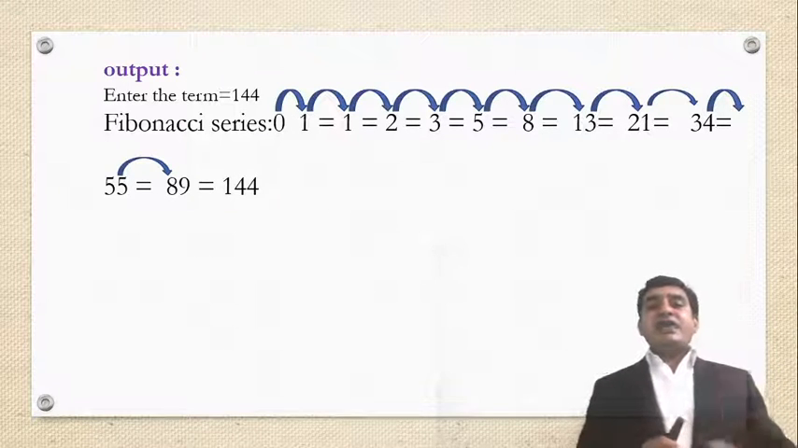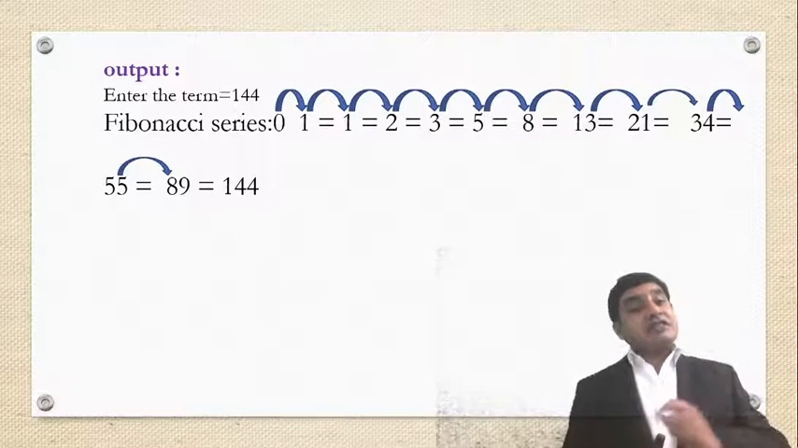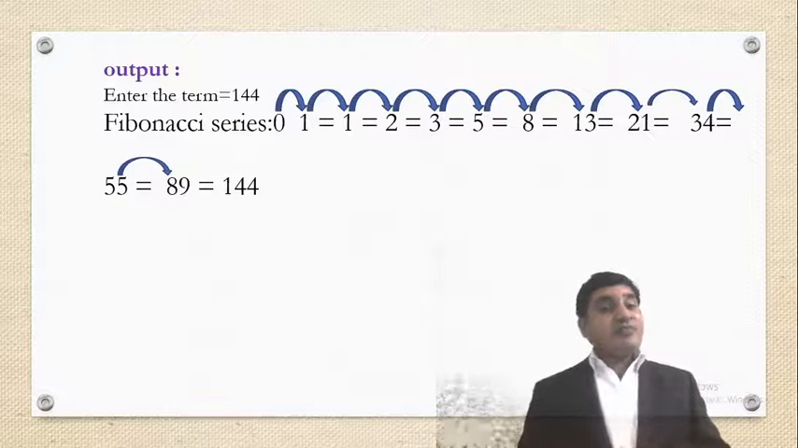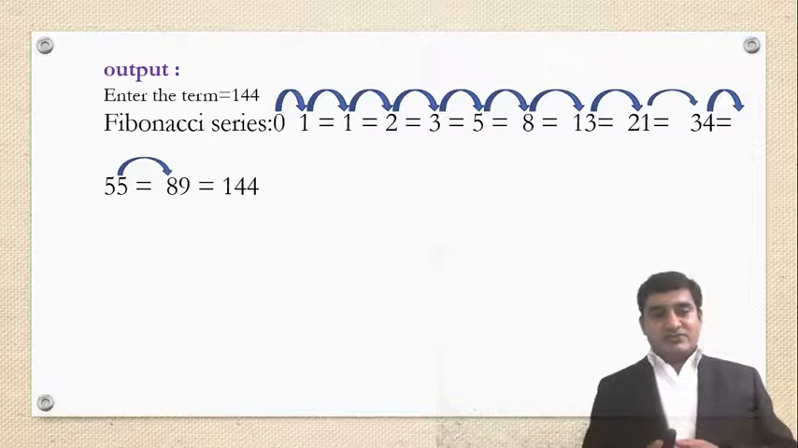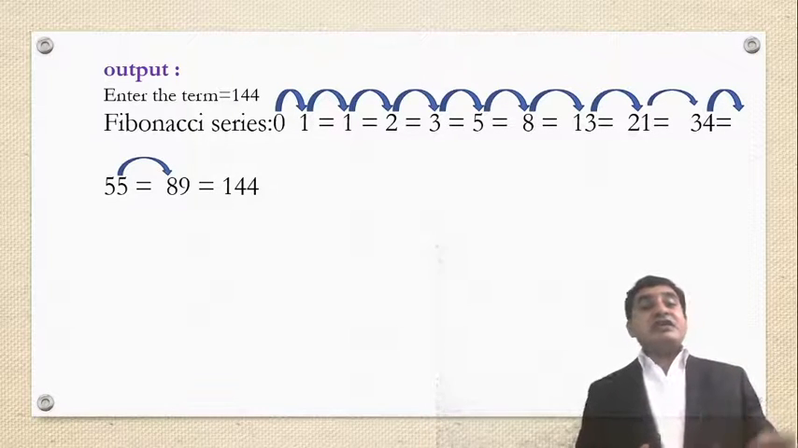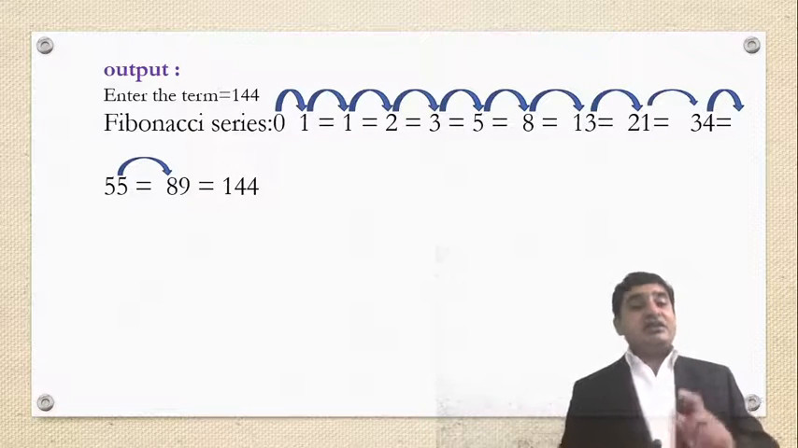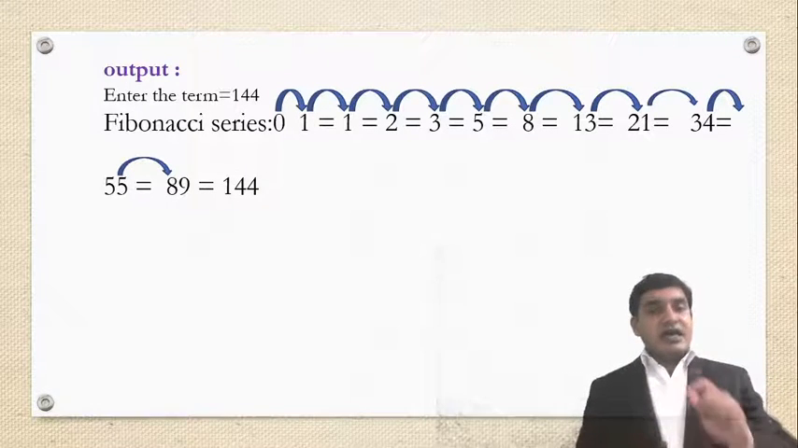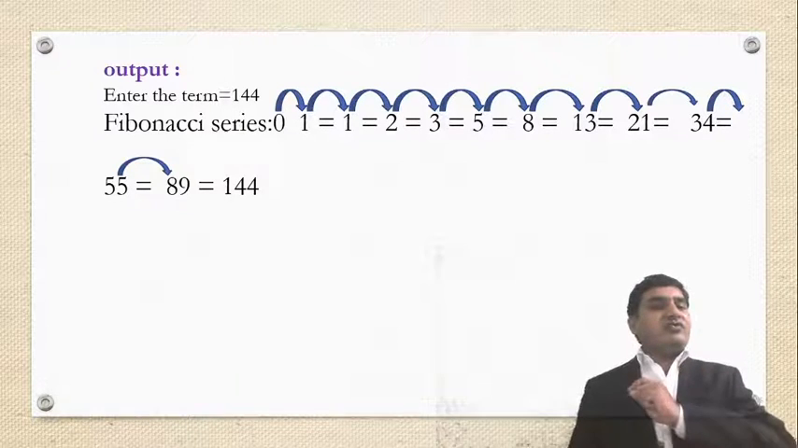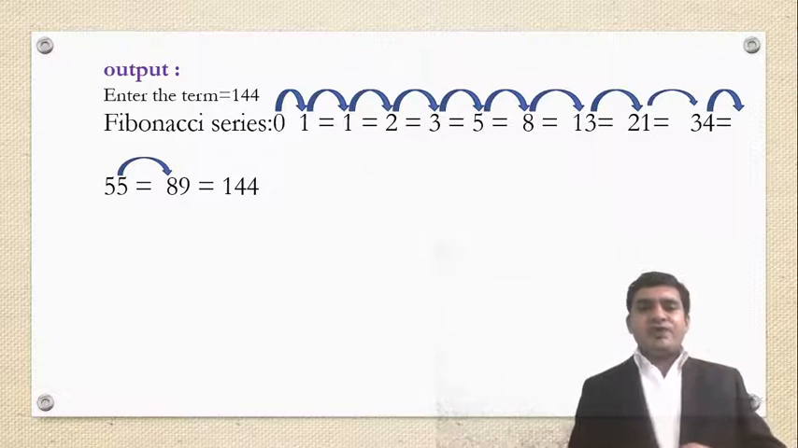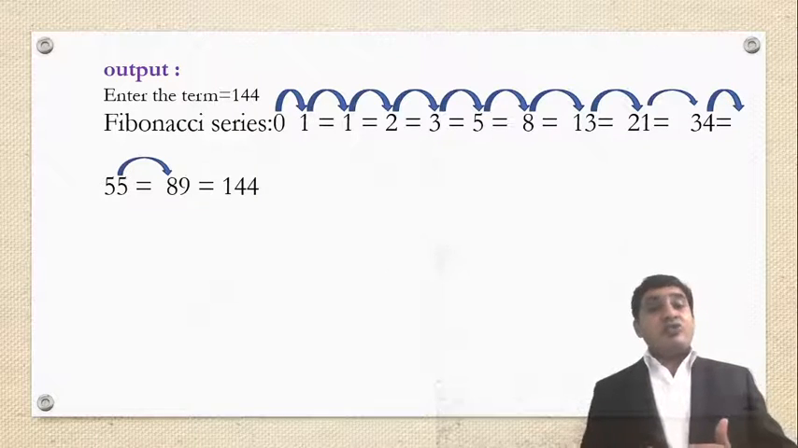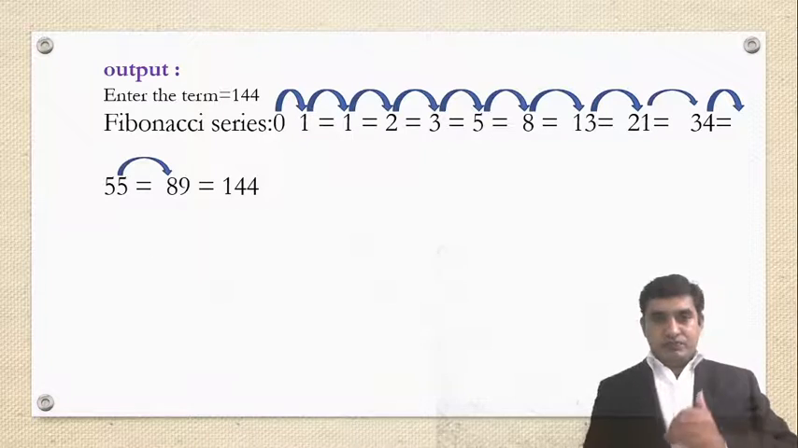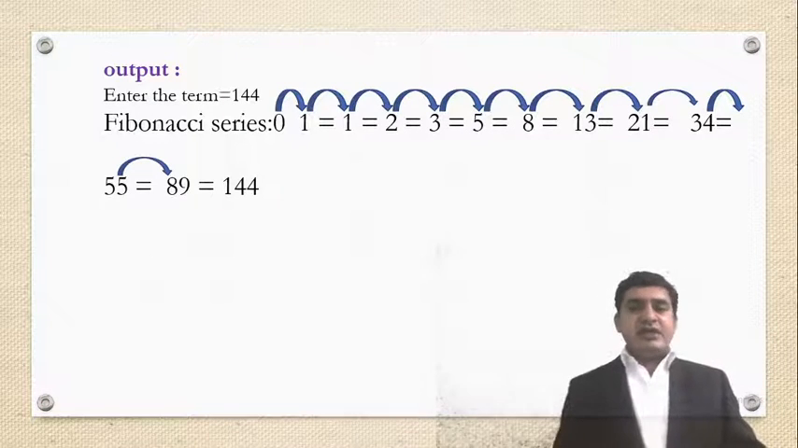34 is added with 55, we get the next term 89. Okay, and the last term, 55 is added with 89 and we get the last term 144. And when we get this last term, execution of the program goes out from the do while loop. Okay, so a very simple Fibonacci series.